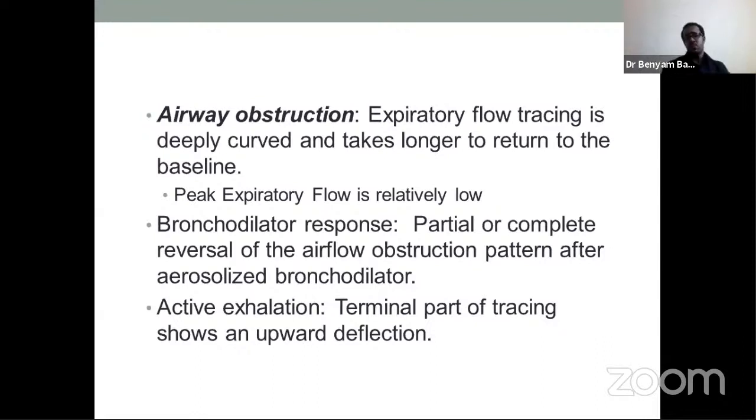And also the peak expiratory flow is relatively lower than the normal expiratory flow that we would expect. Since we can know there is airway obstruction, we could also see the response to bronchodilator. Whenever we apply bronchodilators in patients with obstructive airway disease, such as asthma, there will be partial or complete reversal of the airway obstruction pattern. So the peak expiratory flow will slowly come up and the deeply curved tracing will be coming to the original position.